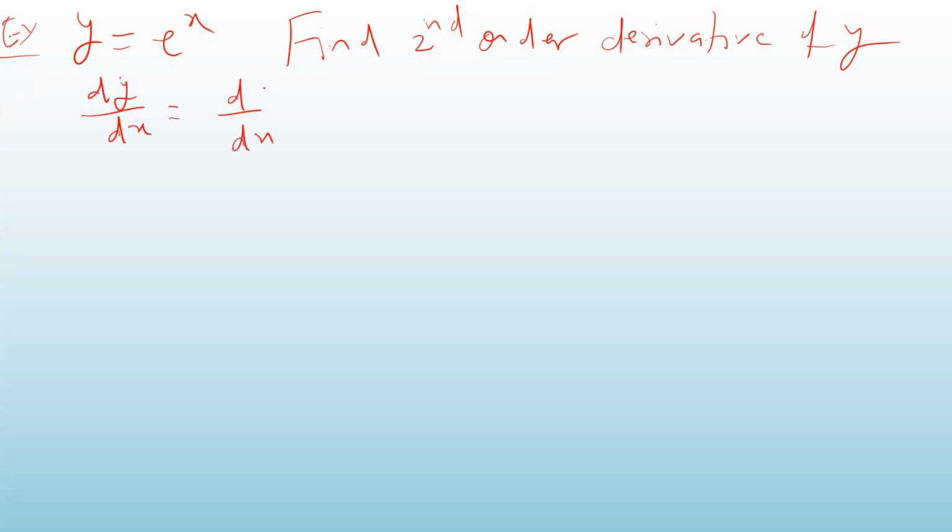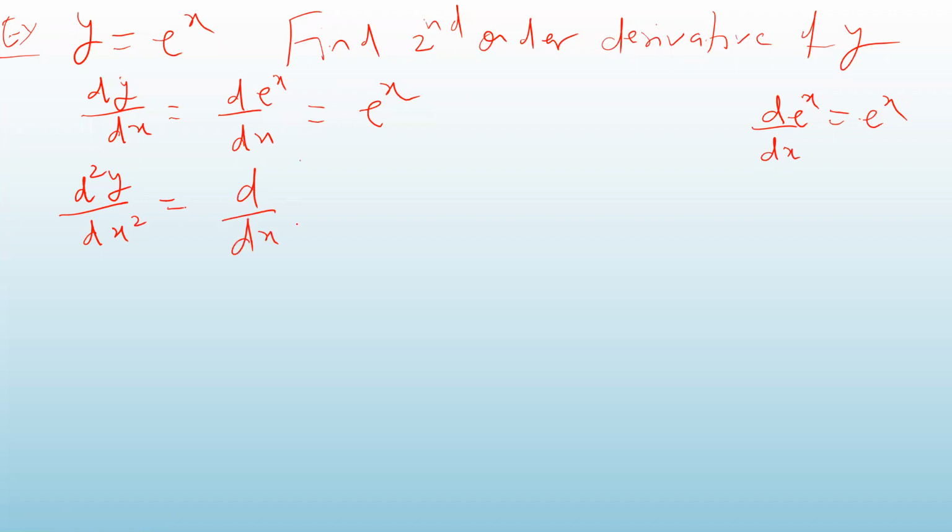Find the first order derivative. What is y? Y is e raised to x. What is the derivative of e raised to x? It is same as e raised to x. I have already given you this formula. Derivative of e raised to x is same as e raised to x. So we got the first order derivative of this function y equal to e raised to x as e raised to x. Now what do you want? We want second order derivative.